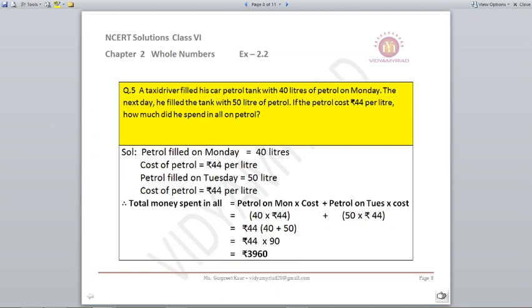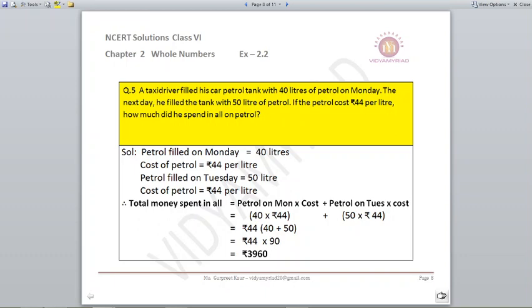Question number 5. A taxi driver filled his car petrol tank with 40 liters of petrol on Monday. The next day, he filled the tank with 50 liters of petrol. If the petrol cost is rupees 44 per liter, how much did he spend in all on petrol? Now children, there are two ways to do this question. One way I am just showing, another way also I will explain to you.